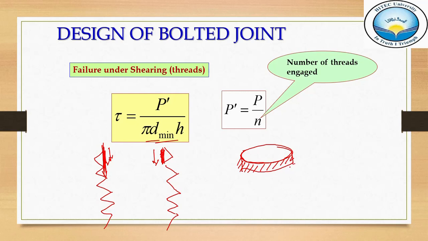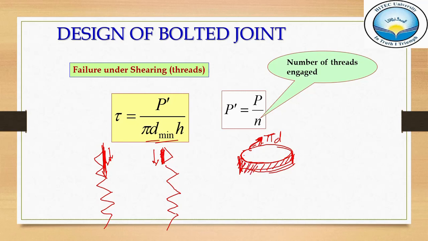Surface area means pi d is this. So this whole area is pi, sorry, the circumference is pi d. And what is our pi d minimum? Because we're talking about this from this root to this root. Pi d minimum is the circumference, and this is the area which is going to shear, because the thread is all over the body of the bolt.